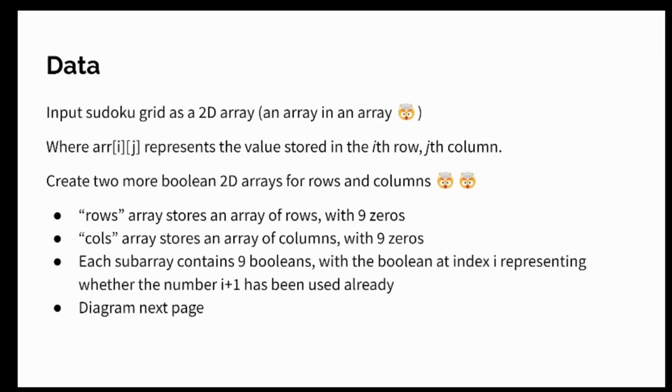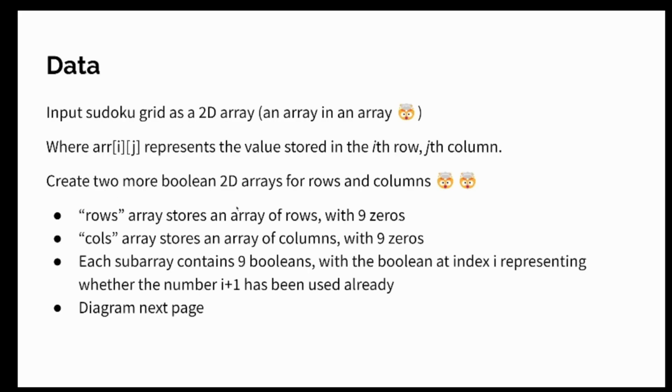Okay, so firstly, we input the Sudoku grid as a 2D array, of course. If you don't know what a 2D array is, essentially, you have an array A, and inside that array, you have another array. So when you print it out, it looks like a 2D plane, and it is represented like this. So array ij means the jth element in the ith array. That's what it means.